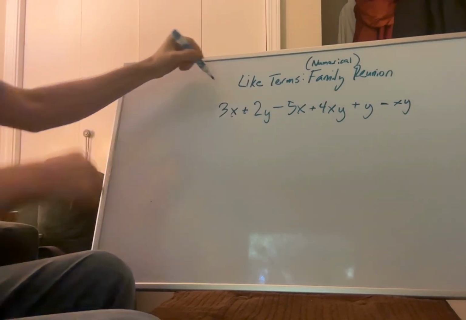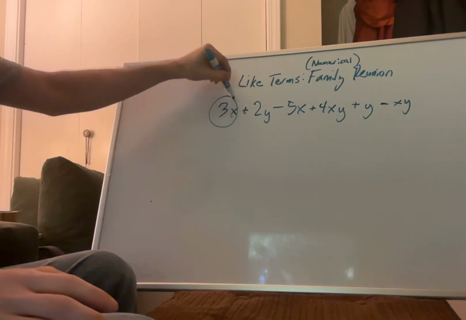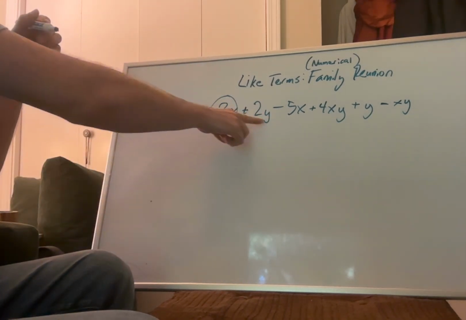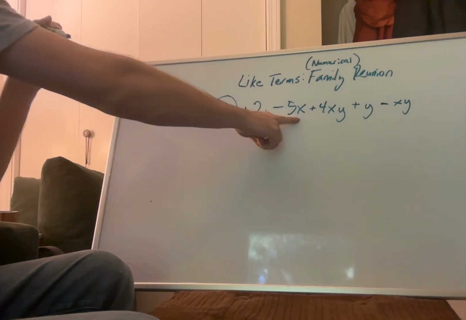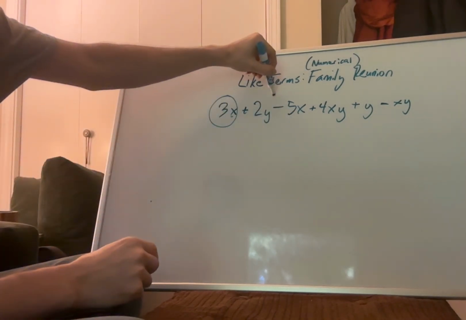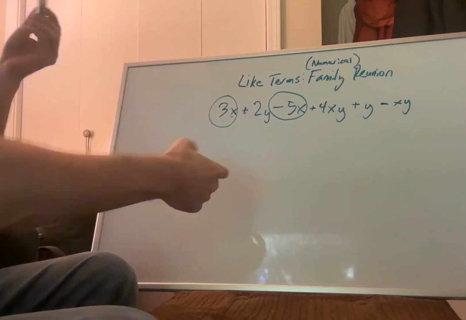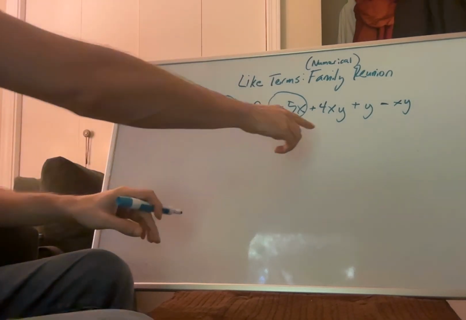So for instance, we have a 3x here. Go ahead and I'll put a circle around that. This is a different last name, right? X versus y is different. We have another x term here. So I'm going to go ahead and circle that as well, including the minus 5. We want to keep track of that. And then we keep going.